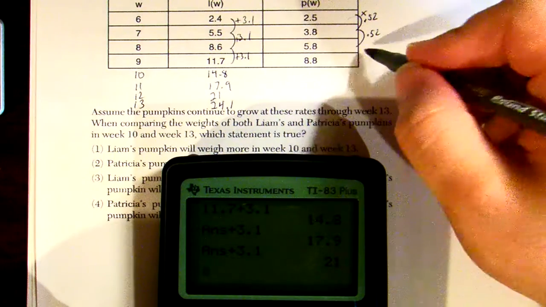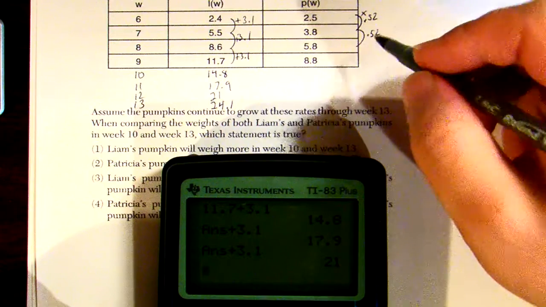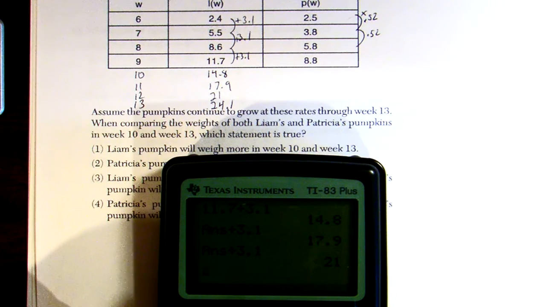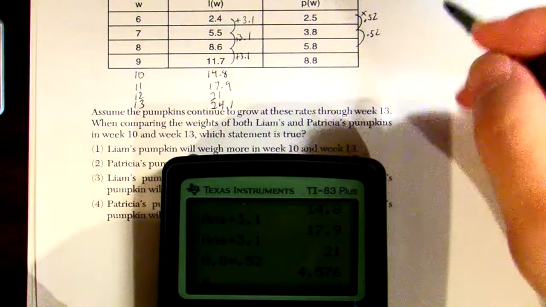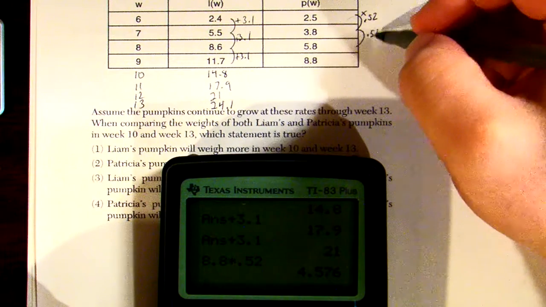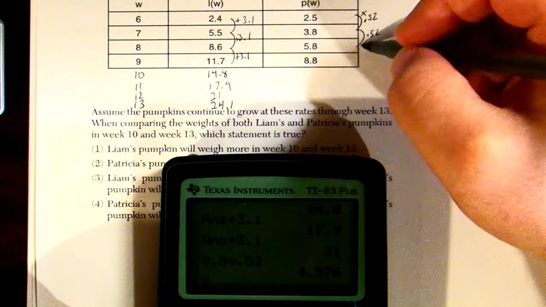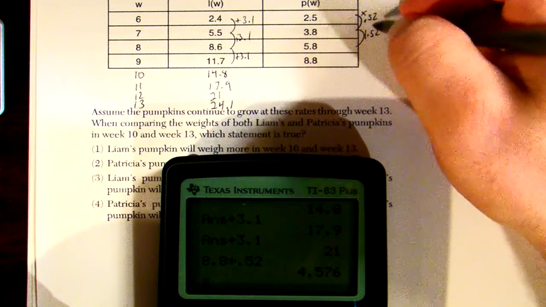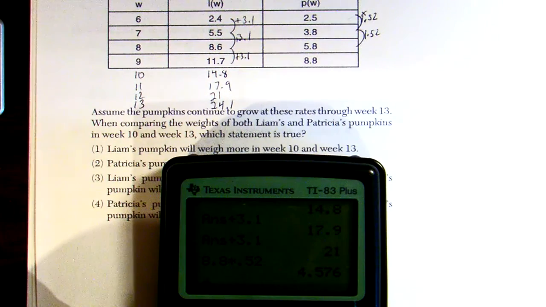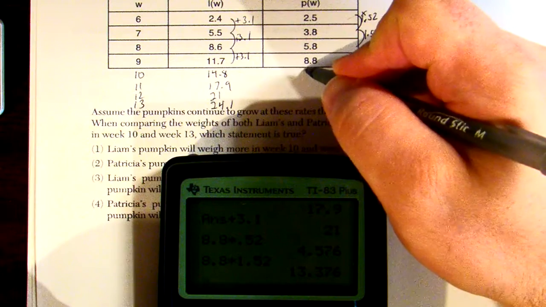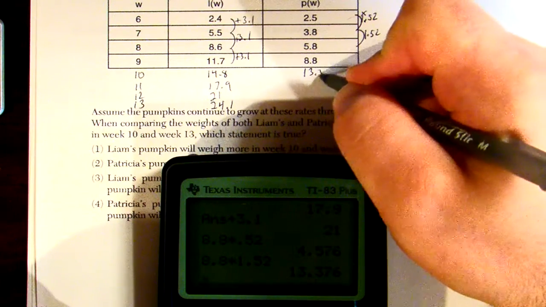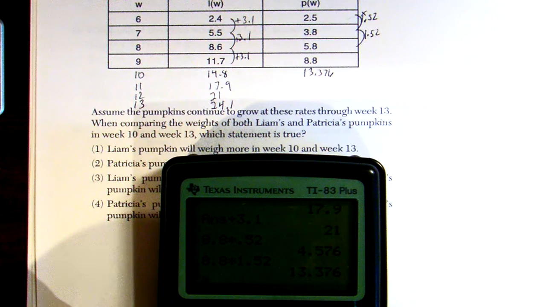Okay, now this guy, we got to multiply by 0.52 each time. So we're going to do 8.8 times 0.52. So, I'm sorry. You're multiplying by 52%, and then you got to add it onto the original one. Or the trick would be 1.52, because it does it in one step. So 8.8 times 1.52. So we're at 13.376.